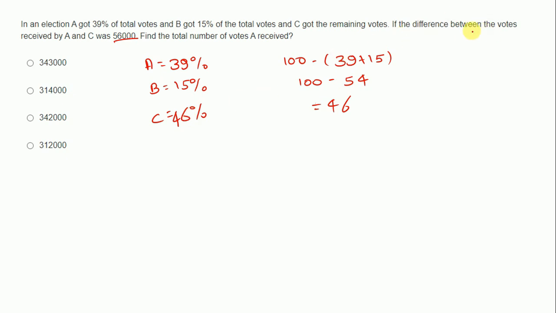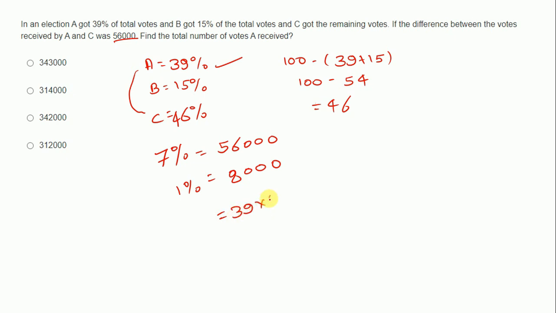Now the difference of votes received by A and C would be 46 minus 39, equal to 7%, and it is given equal to 56,000. So 1% would be 56,000 divided by 7, 8,000, and we have to find the number of votes received by A, that is 39%. So 39 into 8,000: 8 into 9 is 72, 8 into 3 is 24, plus 7 is 31, and 3 zeros as it is. So 312,000 would be the right answer.